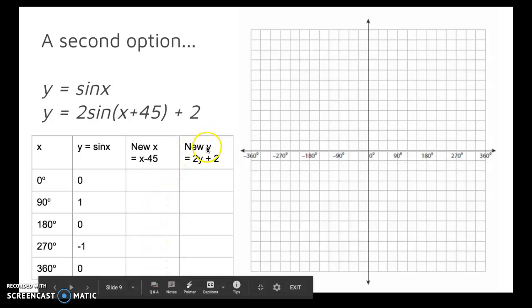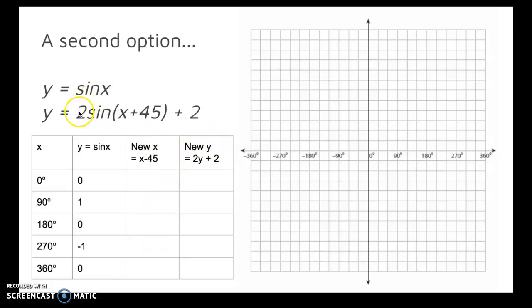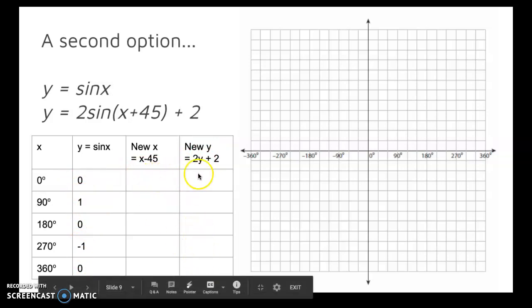My new y, well, my A makes the graph stretch or compress. So that's going to change my y. And this in the C position also moves my y up and down. So if I perform these operations on all my y values, that's going to give me a new set of y's, which will give me a new set of coordinates that I can graph.